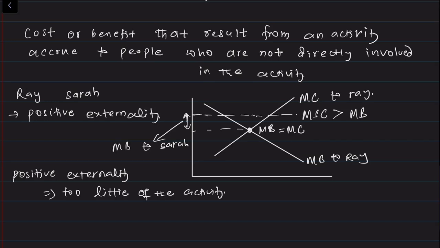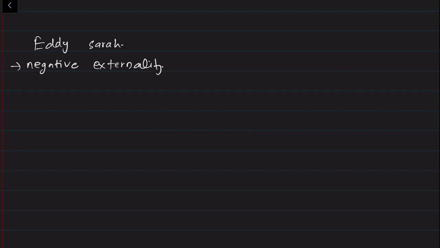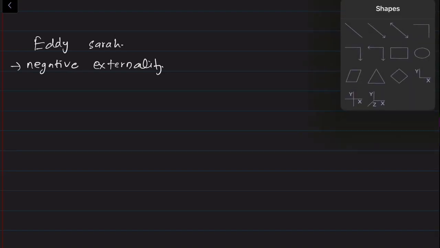Now let's consider the example for negative externality. Now let's say there is another person, AD, and he is bad at playing a violin. So he creates negative externality to Sarah. So this is negative externality because he is bad at playing violin. Let me draw the graph.